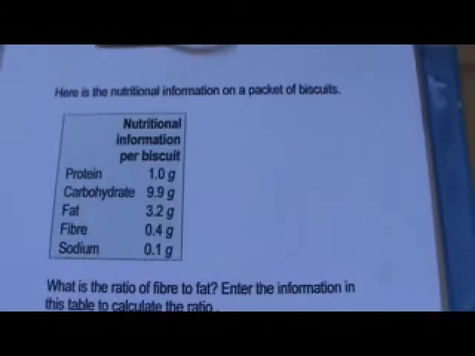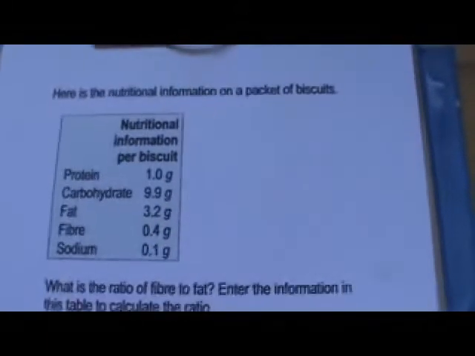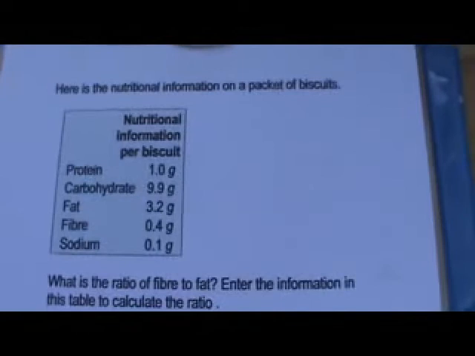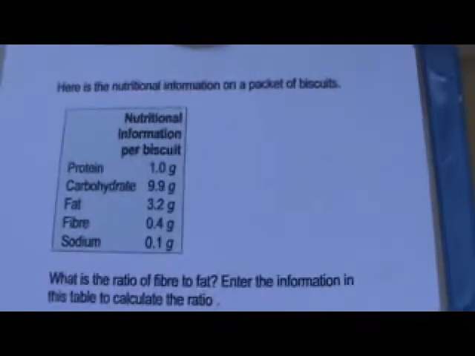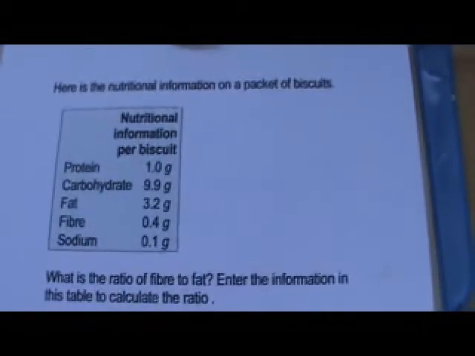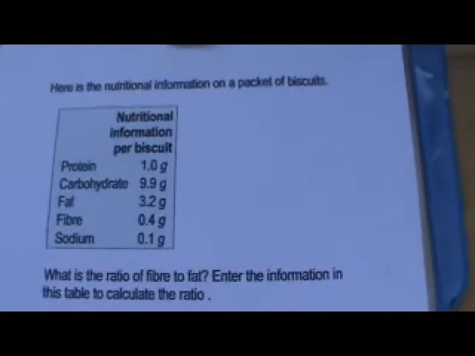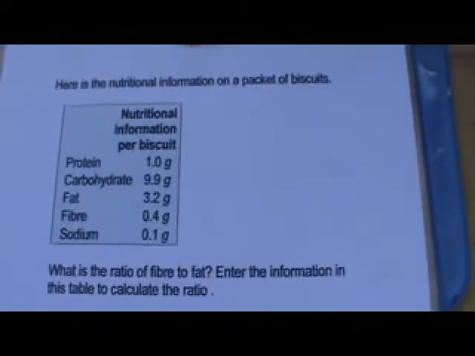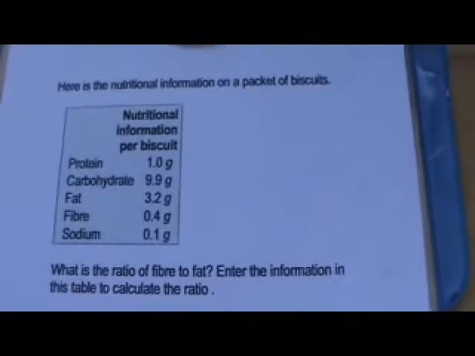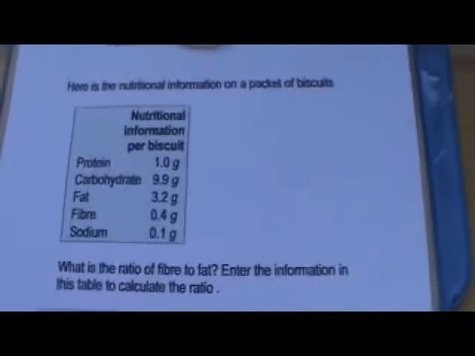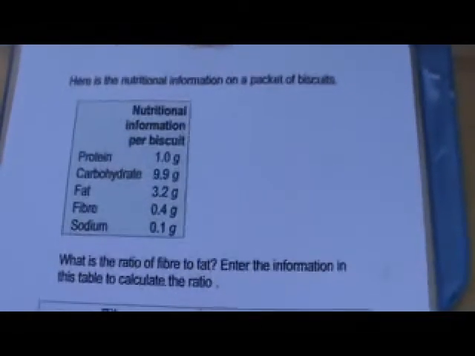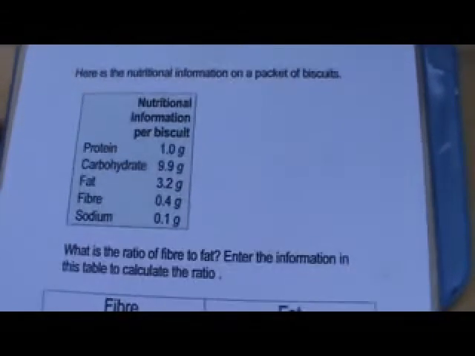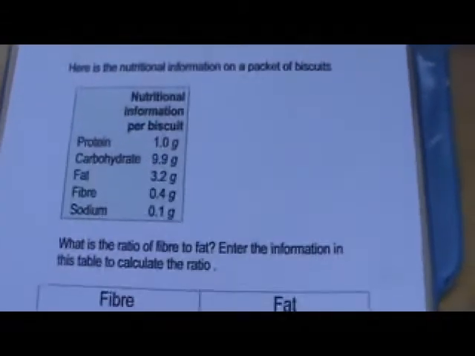Here is the nutritional information on a packet of biscuits. So the figures are the amount of each thing per biscuit. So protein, there's 1 gram, carbohydrate 9.9 grams, fat 3.2 grams, fibre 0.4 grams, and sodium 0.1 grams. What is the ratio of fibre to fat?